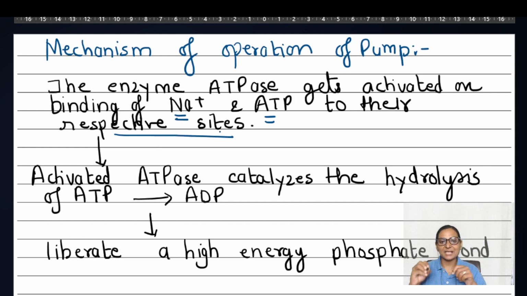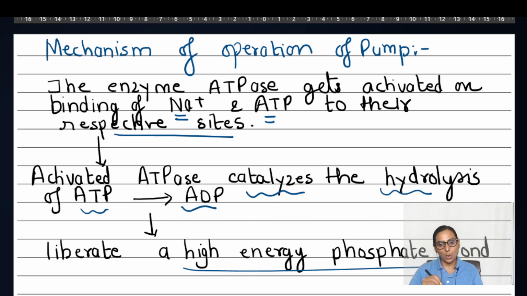their respective sites. मतलब जब सोडियम और एटीपी अपने साइट्स पर बाइंड हो जाएंगे जो अंदर है, this ATPase will get activated. Once it is activated, it is going to catalyze the hydrolysis of ATP into ADP, and this will liberate your high energy bond. So ultimately what you want is energy.